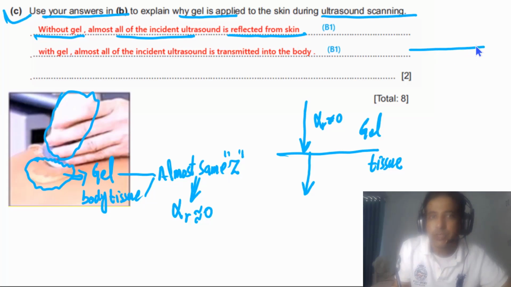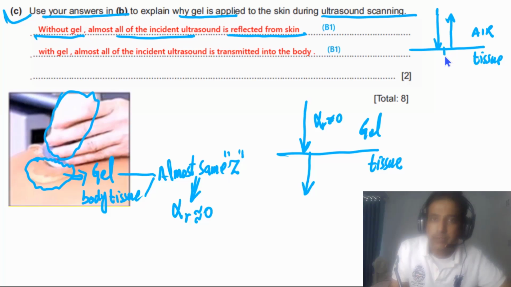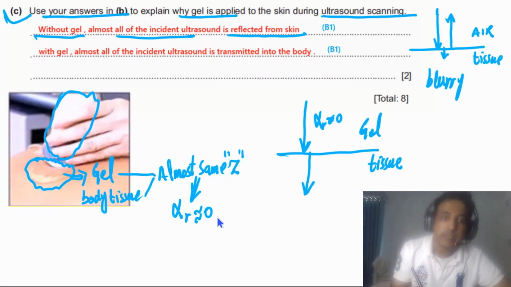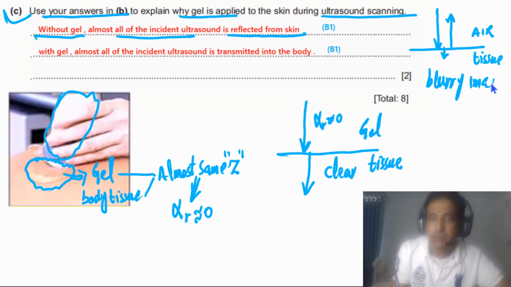So we can draw here, for example, if no gel, then here is air and here is tissue. We have done calculations, you can check the previous part. In this case most of the ultrasound will be reflected back, very little will enter the body. So we cannot get a better image, so the image will be blurry, and here we will get a clear image.